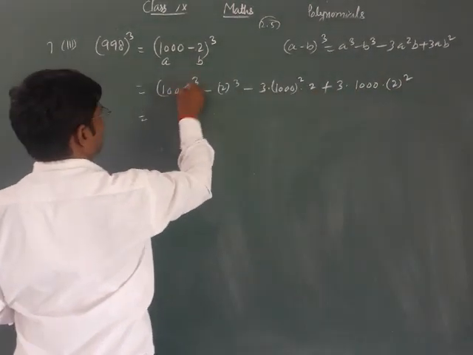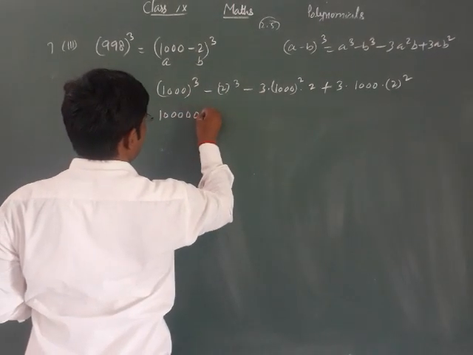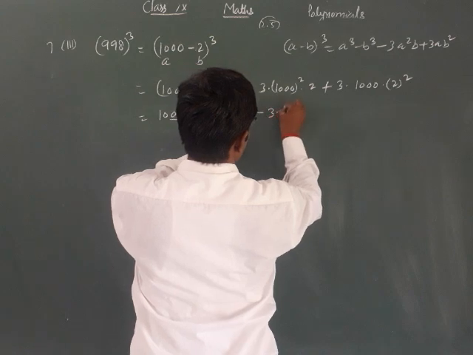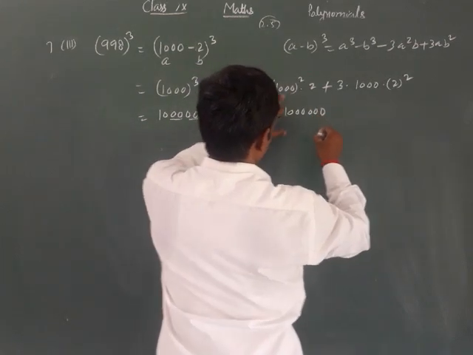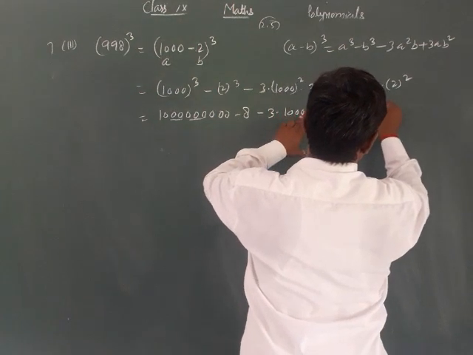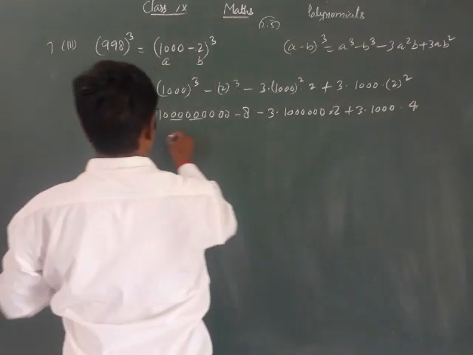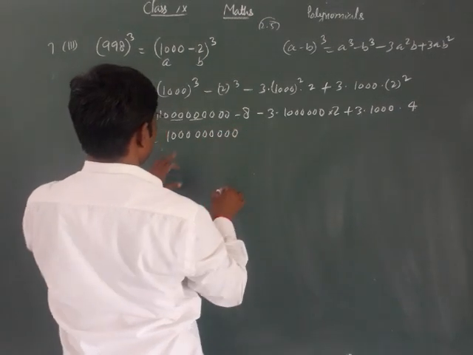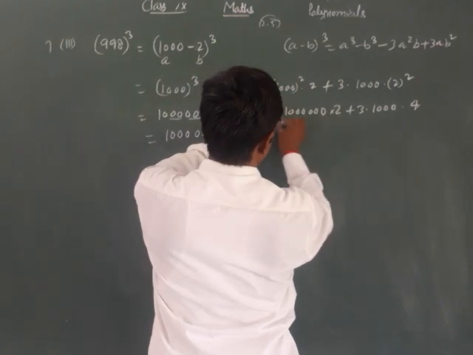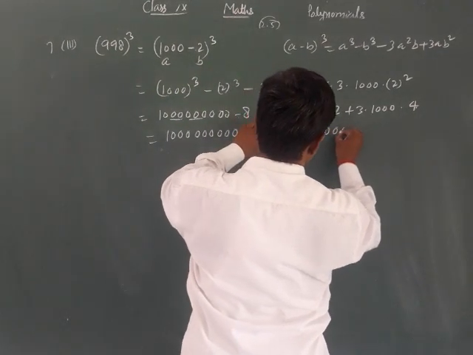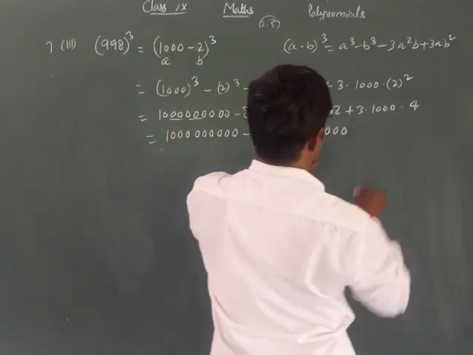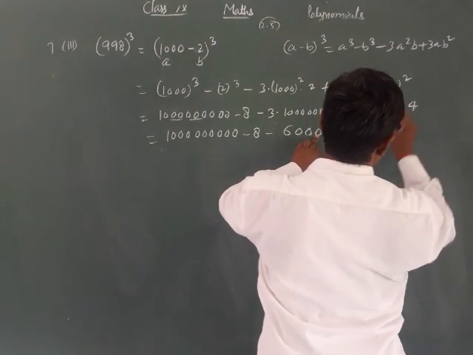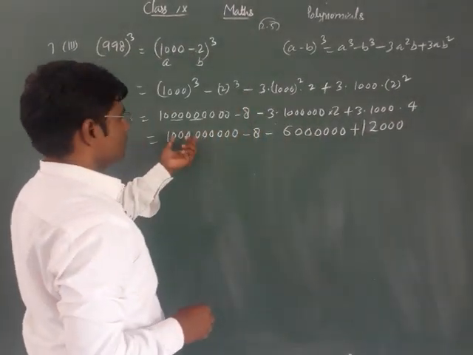So now 1000 cube is 1,000,000,000, minus 8, minus 3 into 1000 square into 2, which is 6,000,000, plus 3 into 1000 into 4, which is 12,000. So now solve it.